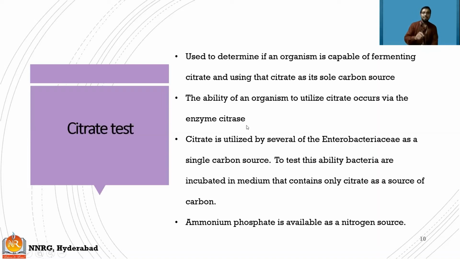If the organism has the ability to produce citrase, only then can they consume citrate. So the medium needed is specifically one which contains citric acid. Citrate is utilized by several Enterobacteriaceae as a single carbon source. So it is a general point that the Enterobacteriaceae members consume citric acid in the presence of the enzyme citrase. To test this ability, bacteria are incubated in a medium that contains only citrate as a source of carbon. Ammonium phosphate is available as the nitrogen source. Let us see the procedure now.